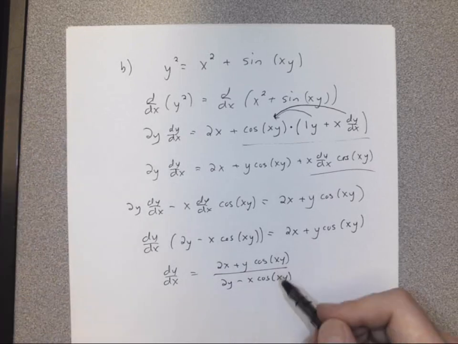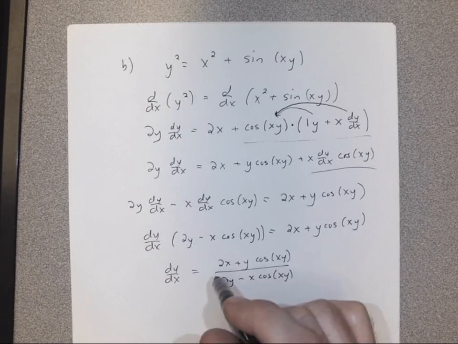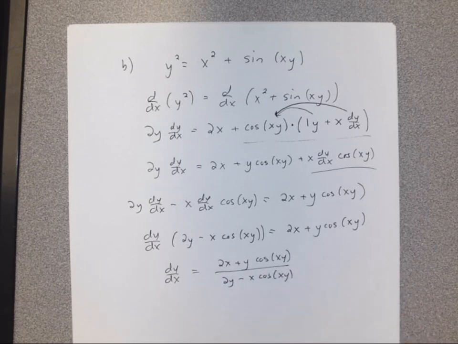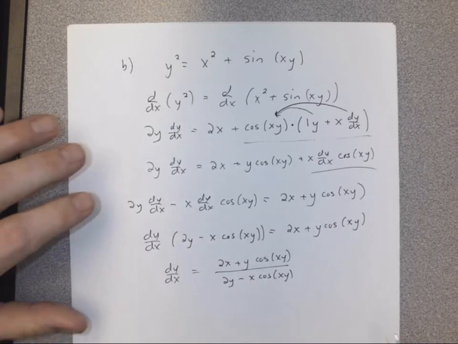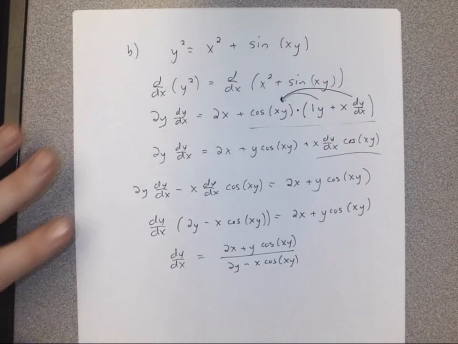Oh, I got a question. Do those cosine xy's cancel? No, because if you cancel a cosine xy, you got to do it from everything, right? I have 1, 2, 3, 4 terms there, right? So if you cancel from one, you got to cancel from everything, right? You can't just selectively do it. And that's it. That's our nice, pretty answer.